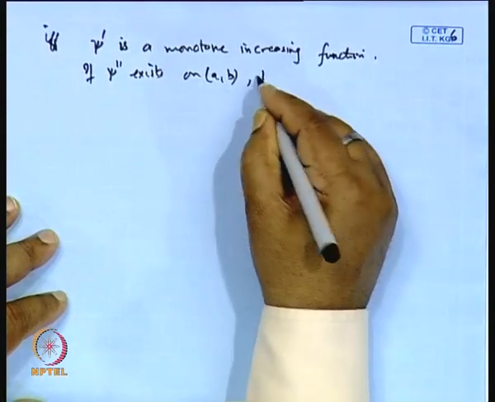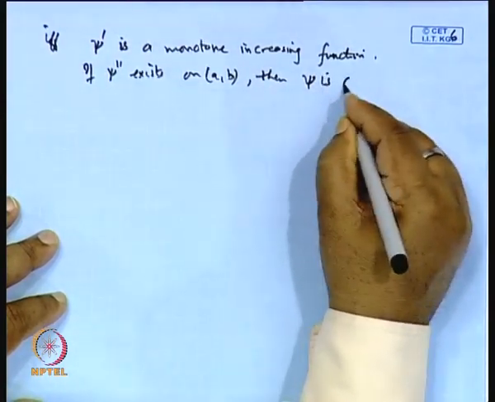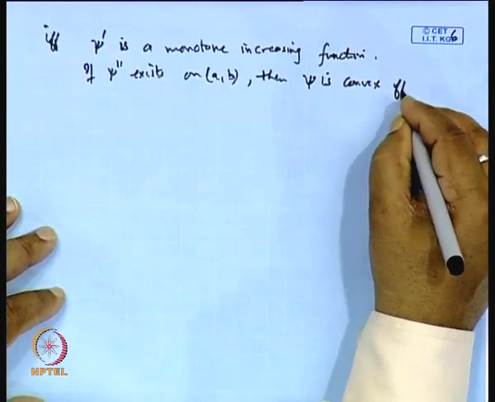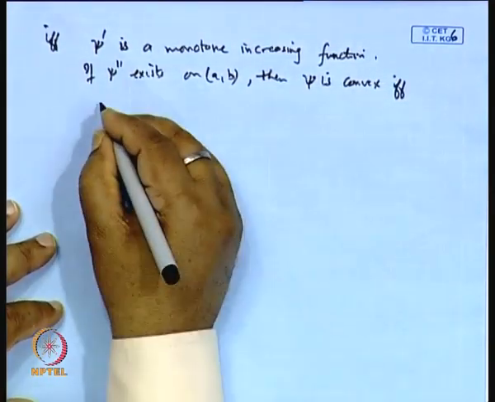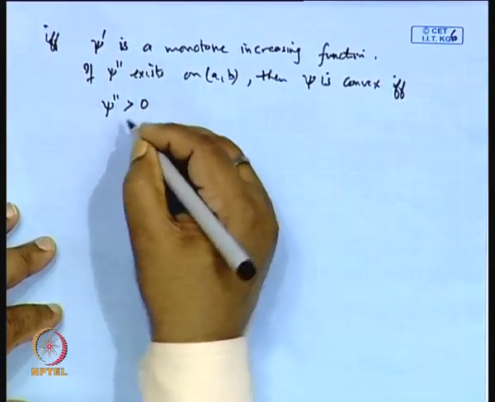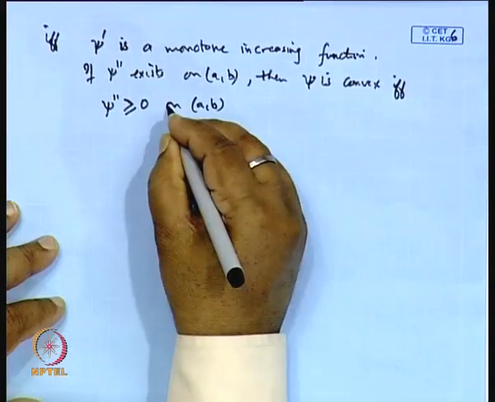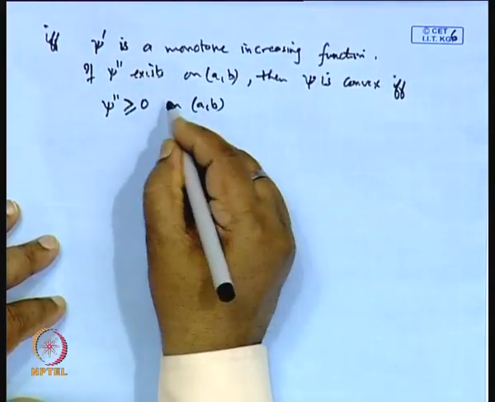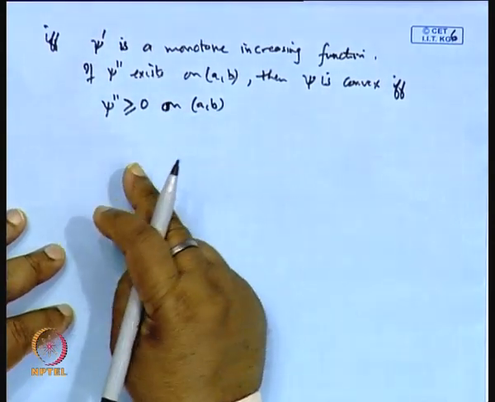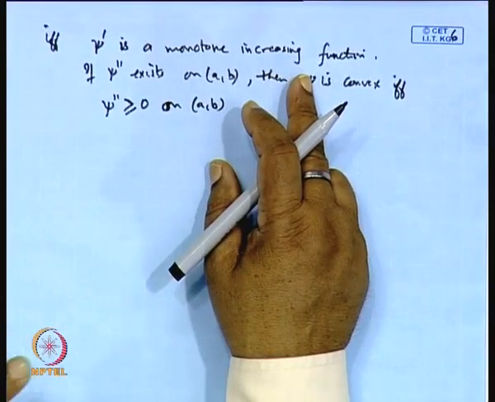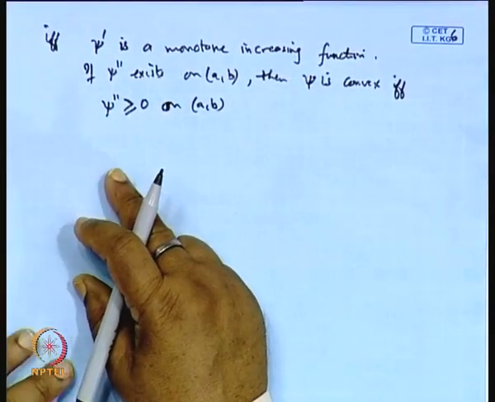then psi is convex if and only if psi double dash is greater than or equal to 0 on this interval a b. So, this is the criteria to test whether the given function psi is convex or not. If it is a differentiable function, the first derivative must be a monotonic increasing function, or if the second derivative also exists, then the second derivative will be greater than or equal to 0.